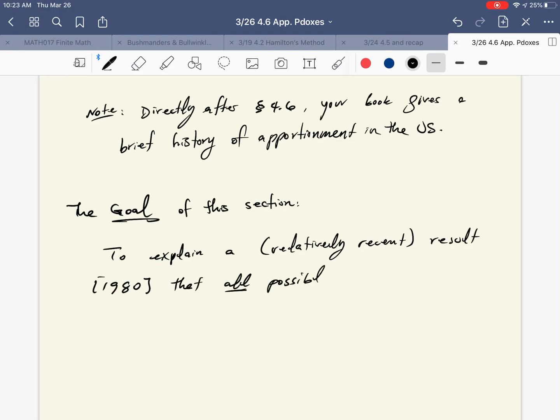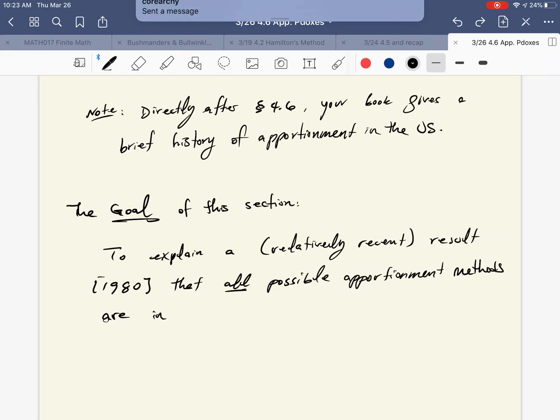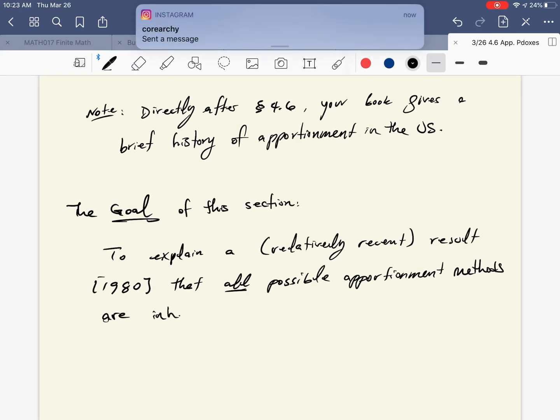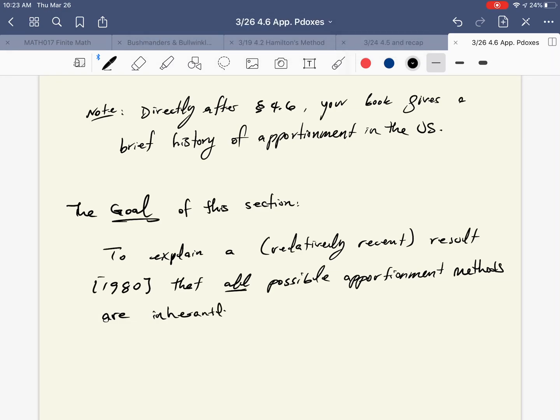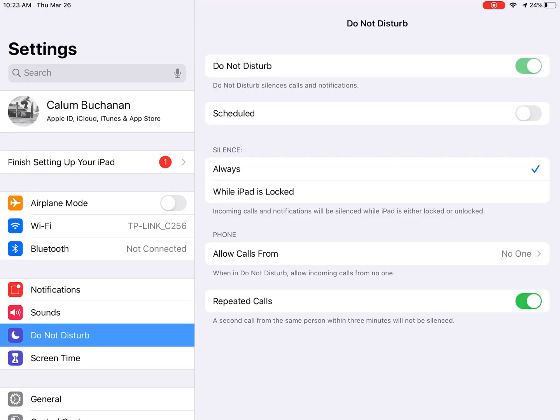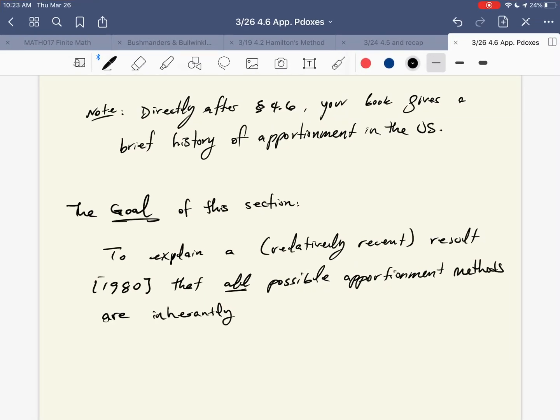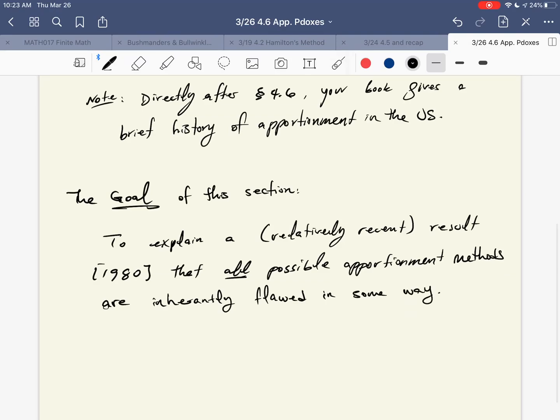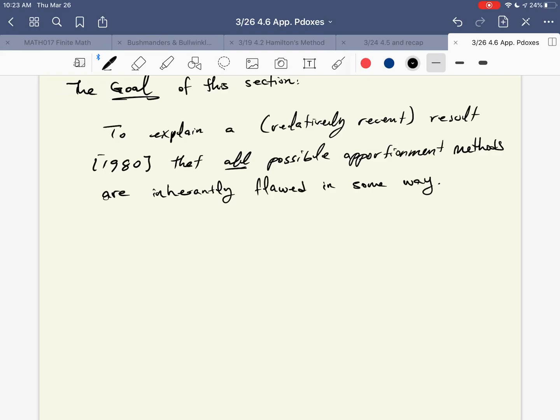All possible apportionment methods are inherently, I don't know how to spell this word actually now that I think about it. Inherently. Sorry, I should have had do not disturb on. Let me go and do that. That should have been done. Flawed in some way. So disregard the spelling of inherently. I should probably know that, but oh well.